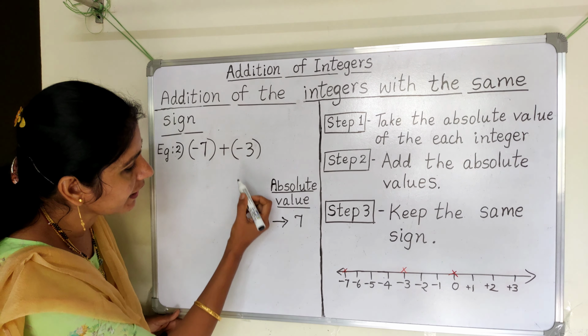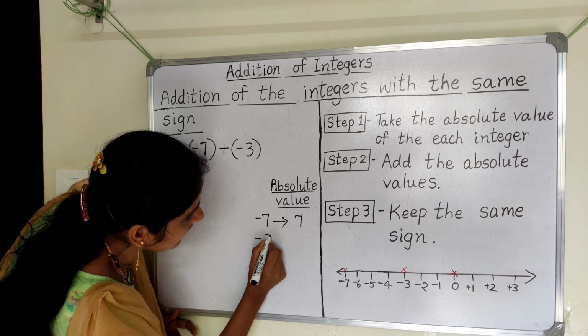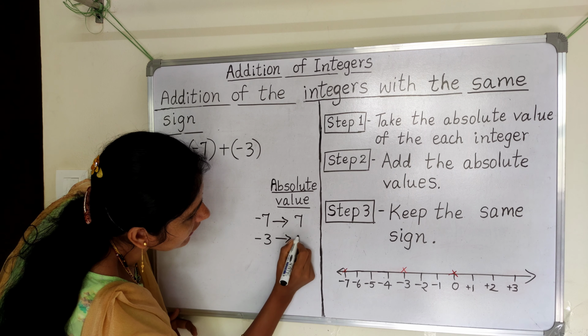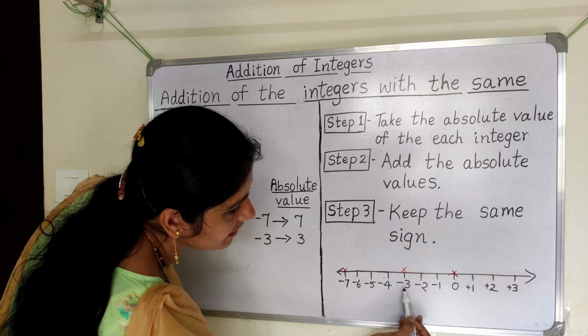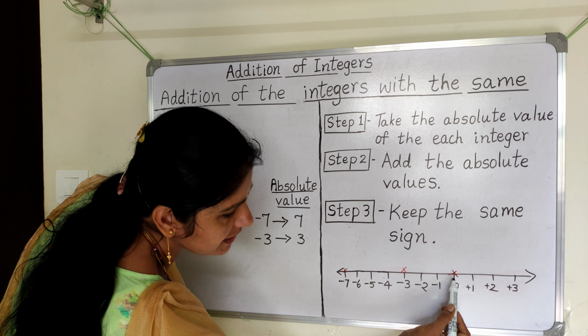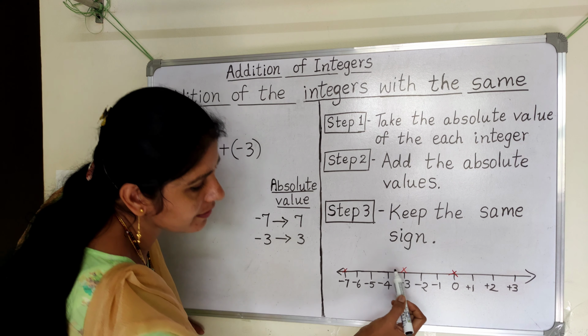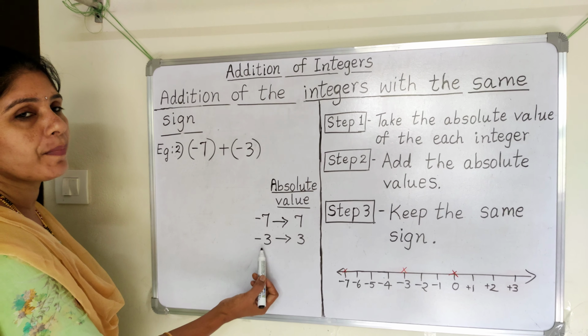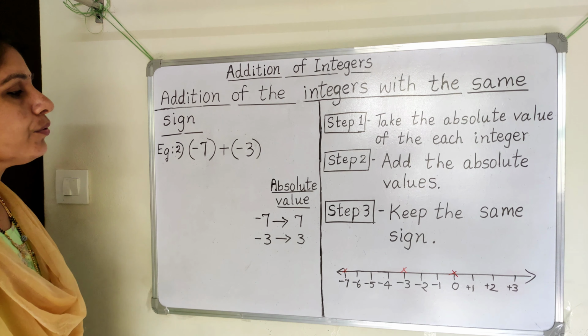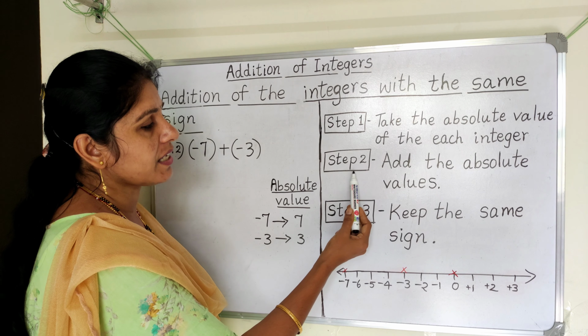Next, let us find out the absolute value of -3. It is 3. Observe the number line. 0 is here, -3 is here. The distance between 0 and -3 is 3. That is the absolute value of -3. Now move according to step 2.